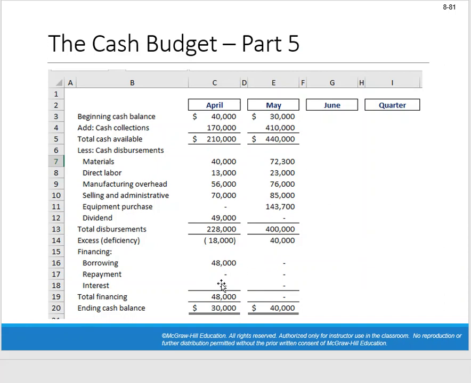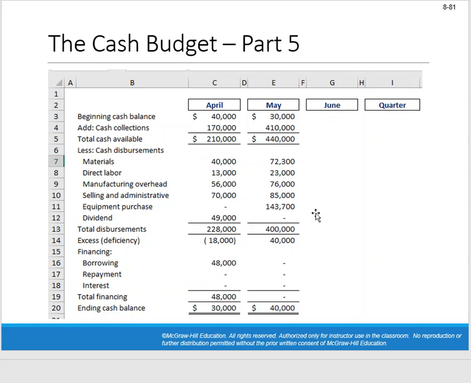So we go ahead and we do the same thing for May. Please note that your ending cash balance from April, $30,000 as required, becomes your beginning cash balance for May. You add in your cash collections. So you're going back to your budgeted sales and your schedule of expected cash collections. So we should have $440,000 available. And then we have all these cash disbursements. So materials, direct labor, overhead, and selling and admin were from schedules that you already computed. And then they told us that we purchased equipment of $143,700. So we have disbursements of $400,000, which should leave us with $40,000 remaining.